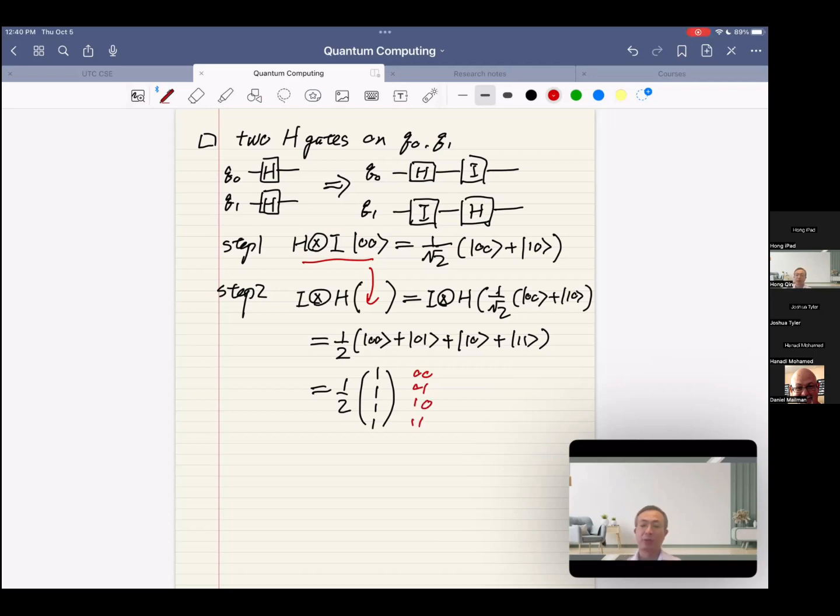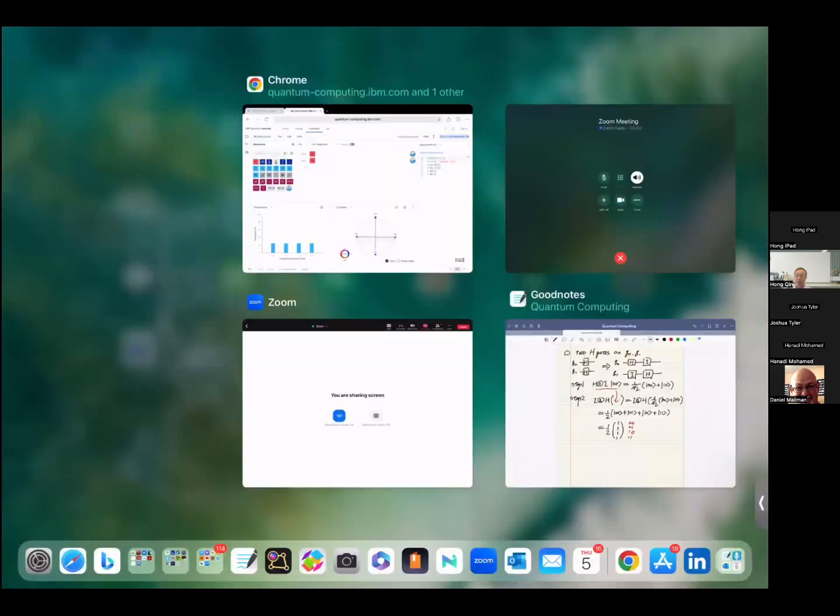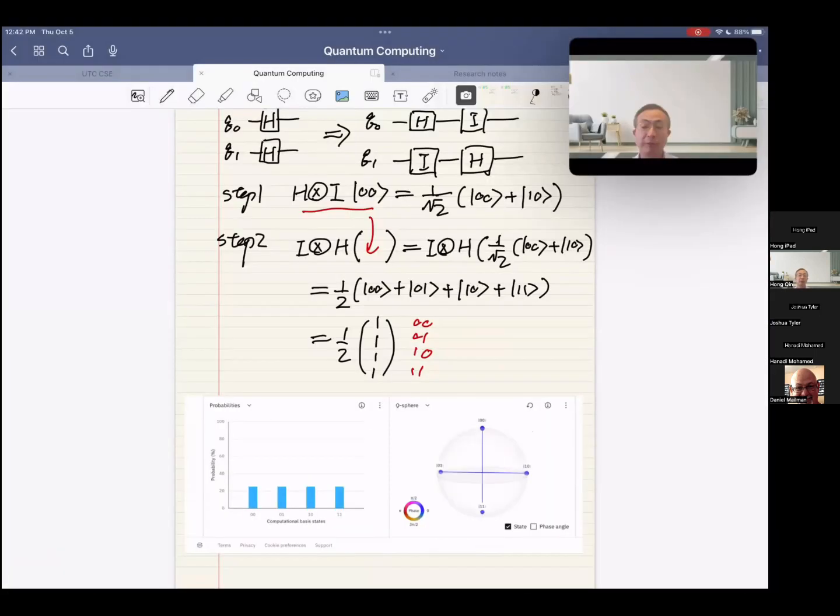On the IBM Q sphere, this probably actually, come to IBM Q sphere, see how it is displayed. So, 0, 0 is here, 1, 1 at the south. That's north, that's the south. 0, 1 must be the second one. So on the left we can see the 0, 0, 0, 1, 1, 0, 1, 1.